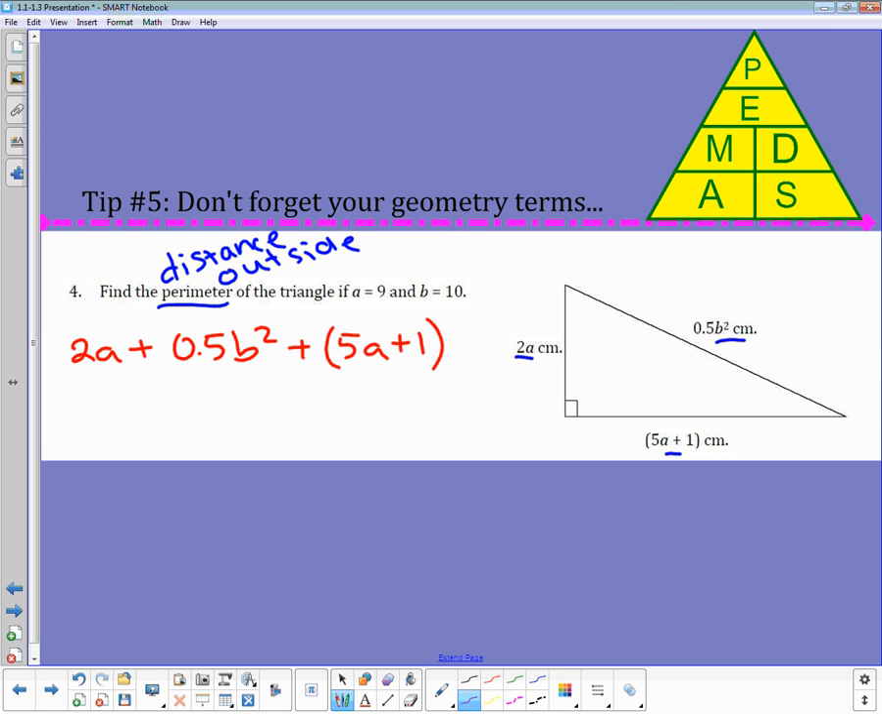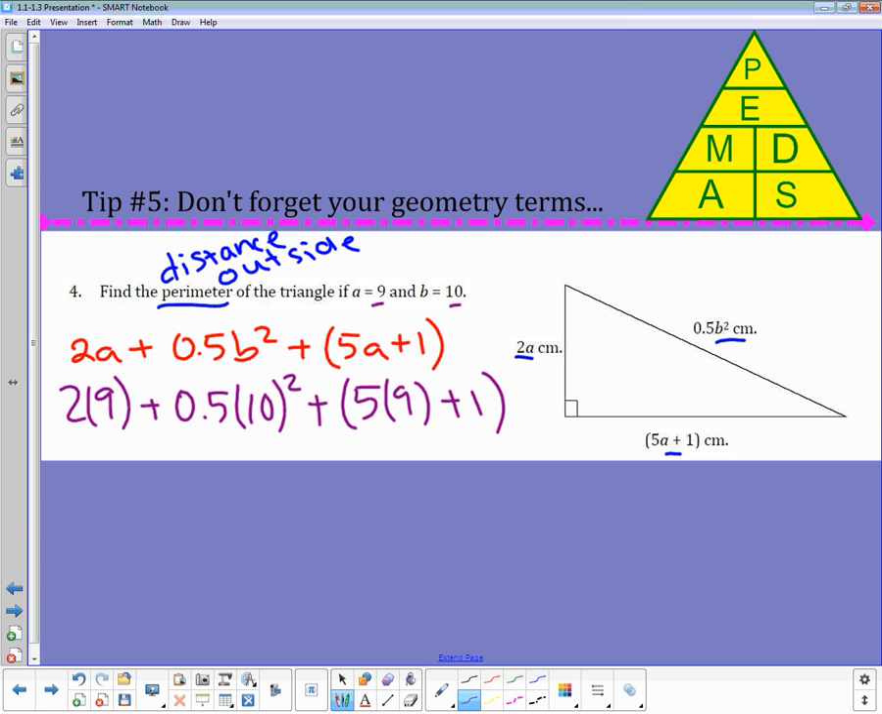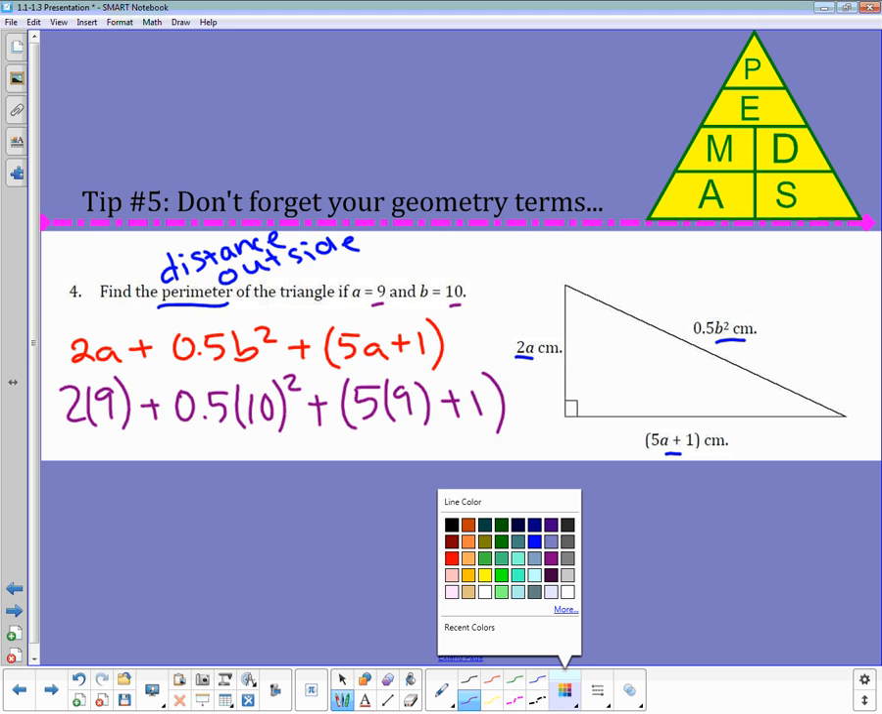Then I want to go ahead and plug in the values that I know. I know that a is equal to 9 and b is equal to 10. So I'm going to have 2 times 9 plus 0.5 times 10 squared plus the quantity 5 times 9 plus 1, all together.